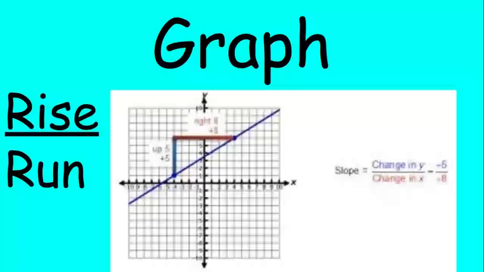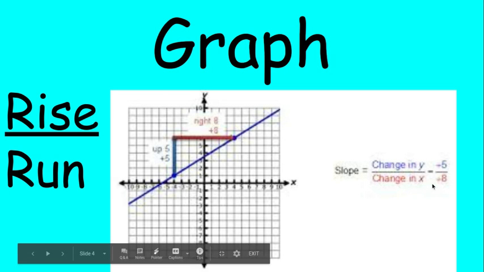Therefore, I do know that the slope of this line will be positive. Remember, signs are always very important. So as I am trying to find my way from this point, the leftmost point, to the rightmost point, I'm going to go up 5 units, 1, 2, 3, 4, 5, and then to the right 8 units, 1, 2, 3, 4, 5, 6, 7, 8.